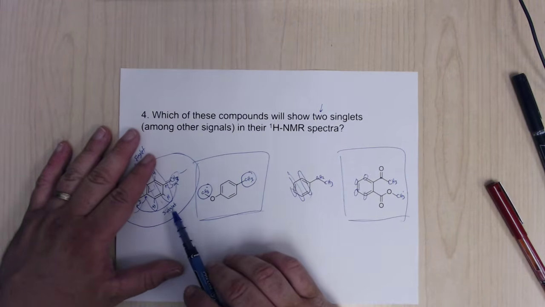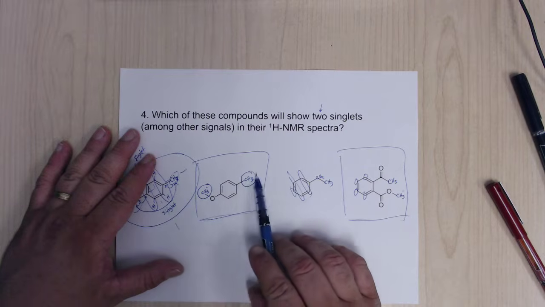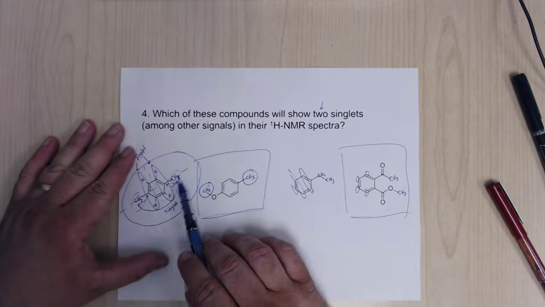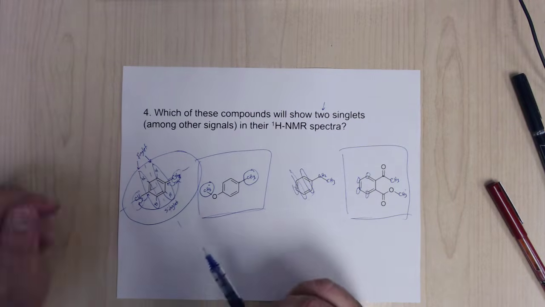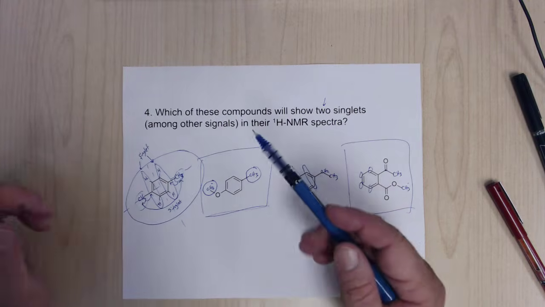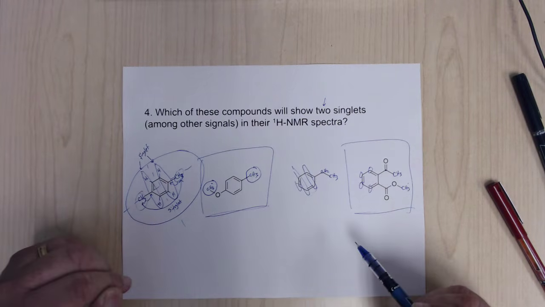So it depends on how picky the questions are going to be. But this one definitely has two singlets. This one definitely has two singlets. This one is two singlets. The integration is going to be different: this one is going to be 4, and that one's going to be 6. So it depends on how the question goes.